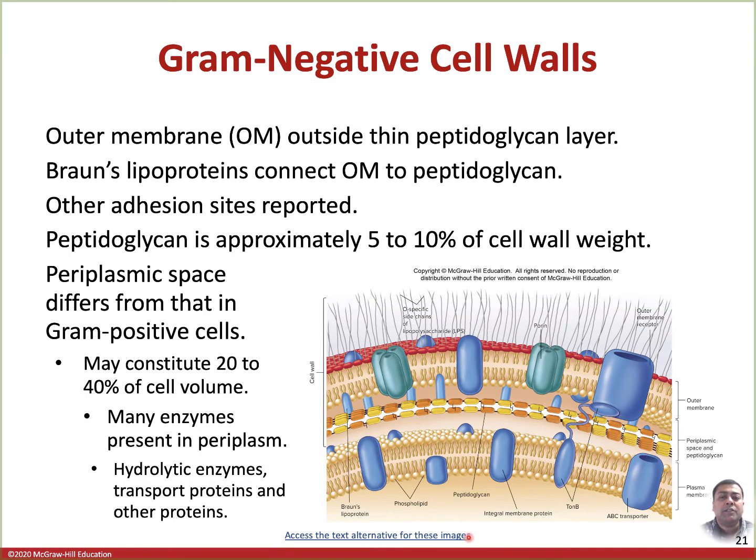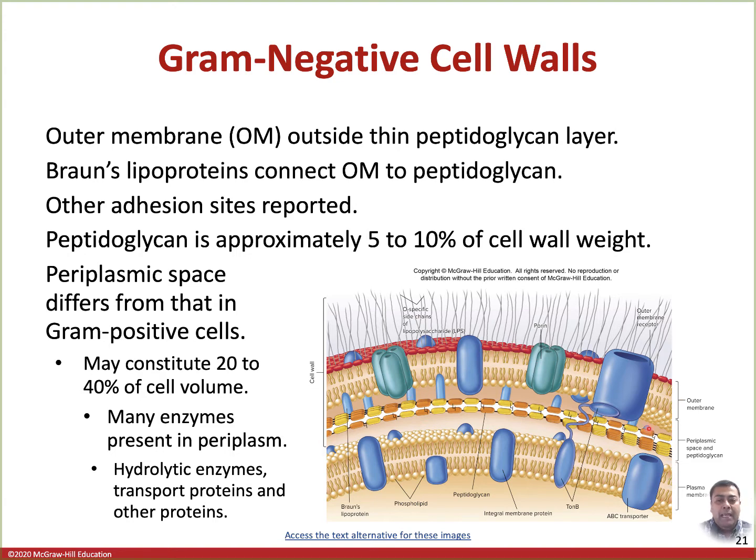So if we look at the gram-negative cell wall, the outer membrane is on the outside of the peptidoglycan layer. You can see right here, this is a thin peptidoglycan layer, and there are some adhesion proteins, which are called Braun's lipoprotein. This Braun's lipoprotein helps the peptidoglycan layer attach to this outer membrane layer, which is made up of different types of lipoproteins as well as lipopolysaccharides.